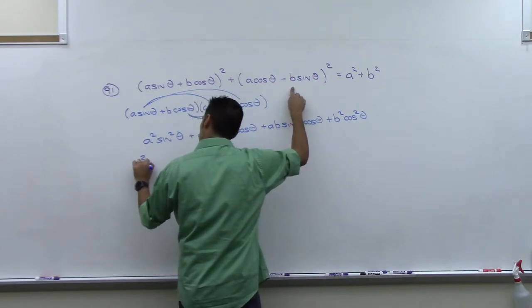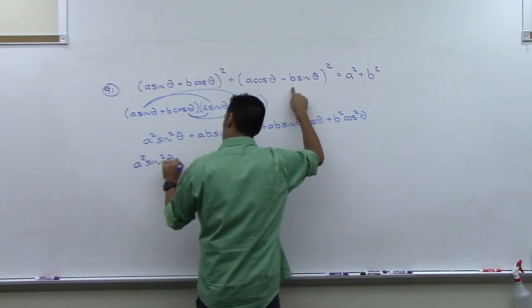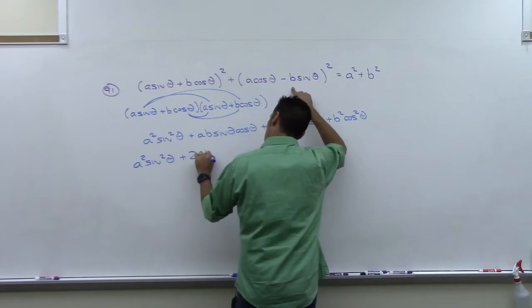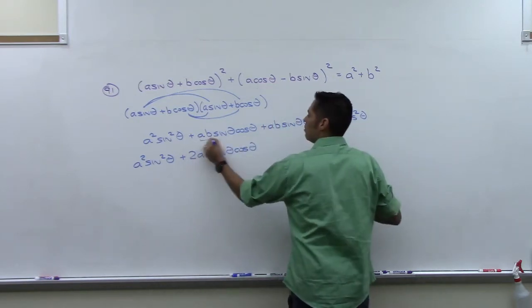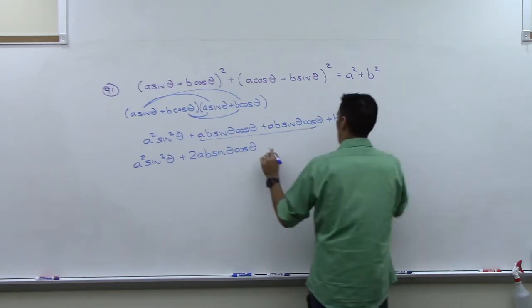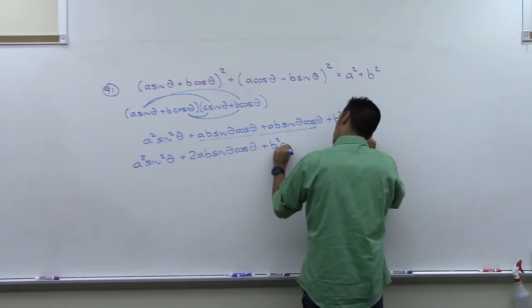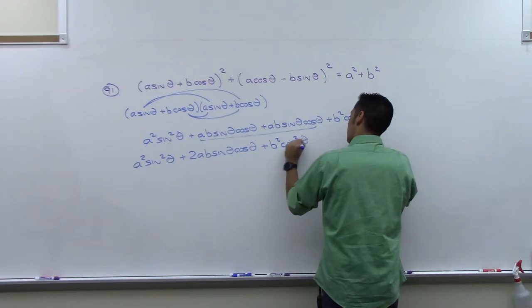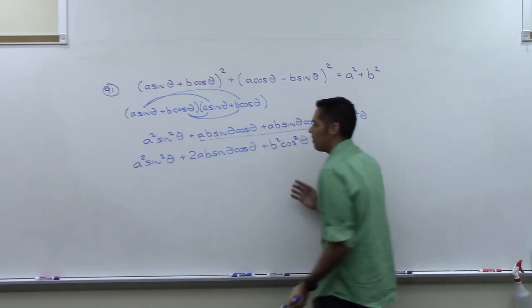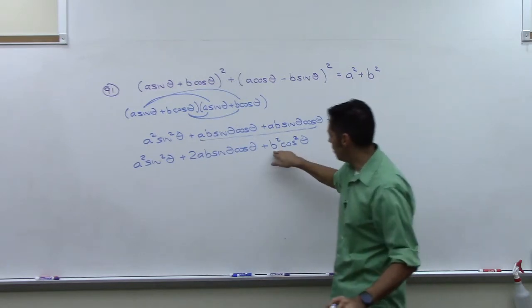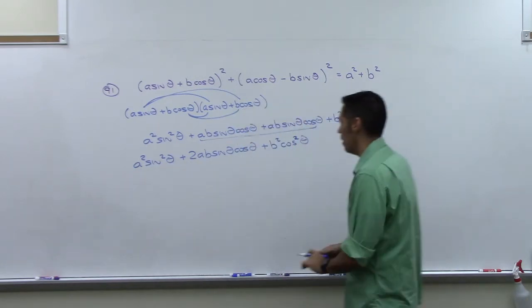This is A squared sine squared theta plus 2AB sine theta cosine theta. So I put these two together because they're like terms. And then I still had plus B squared cosine squared theta. Now be careful. You cannot put the cosine squared and sine squared together and turn it into 1 because this one has a B squared in front and that one has an A squared in front.